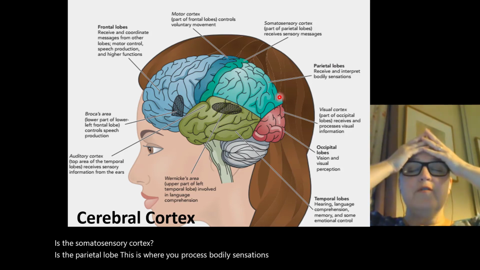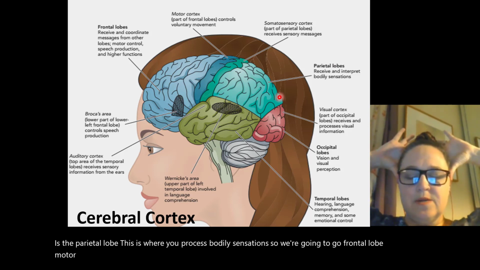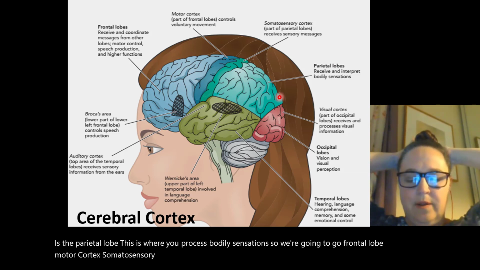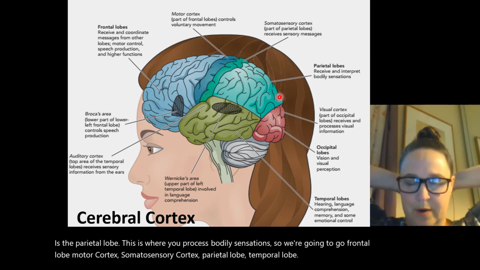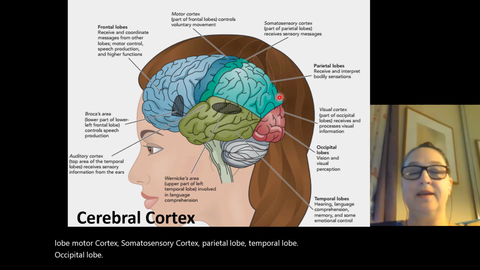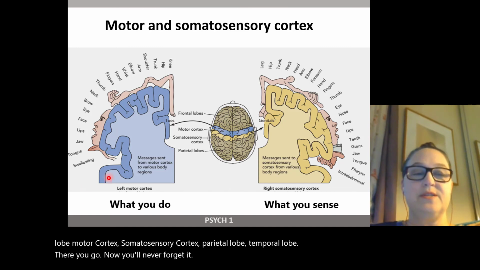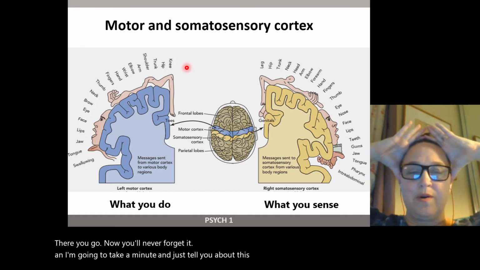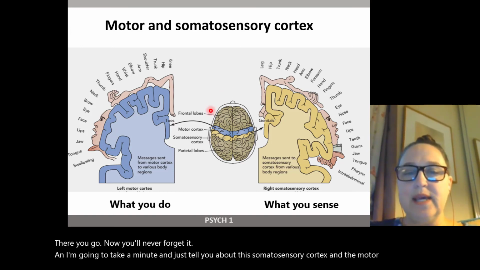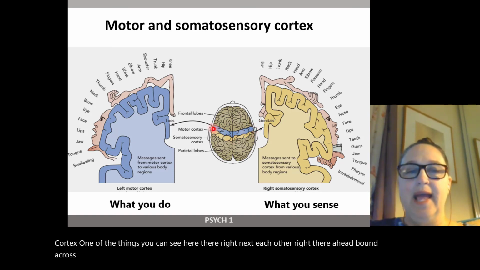So we're going to go frontal lobe, motor cortex, somatosensory cortex, parietal lobe, temporal lobe, occipital lobe. There you go. Now you'll never forget it. And I'm going to take a minute and just tell you about this somatosensory cortex and the motor cortex. One of the things you can see here, they're right next to each other, right? They're like a headband across the middle of the brain.